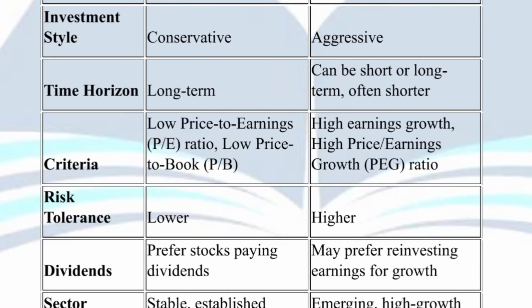Okay. After that, risk tolerance. Due to the conservative approach, value investing is generally associated with lower risk, because investors aim to minimize the risk, not to earn more and more profit. They are always ready to minimize the risk. So that is the reason in value investing the risk is low.